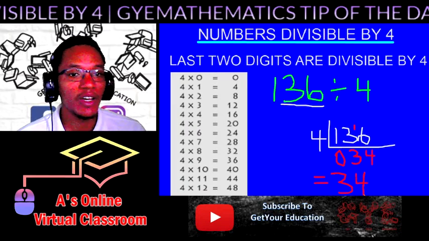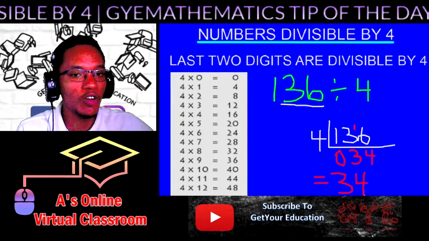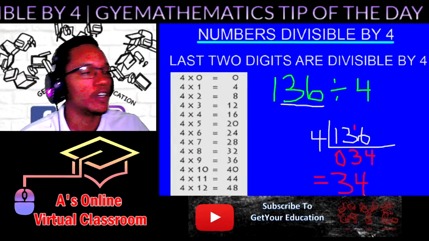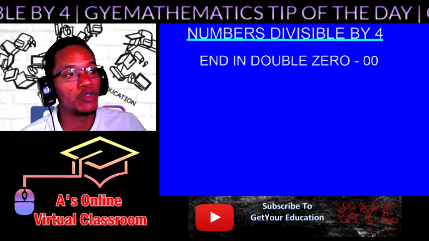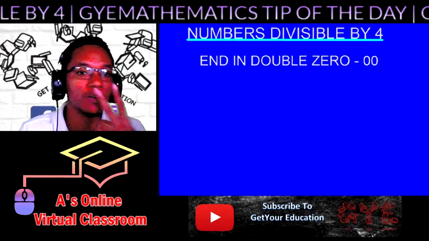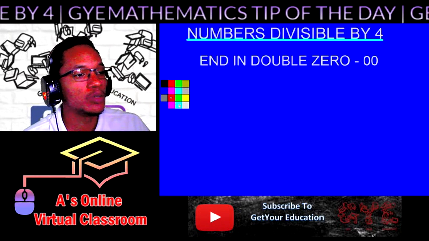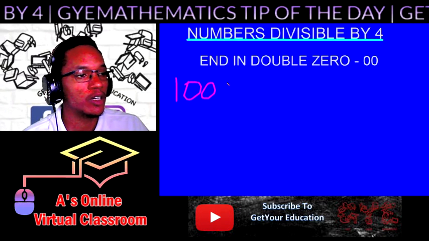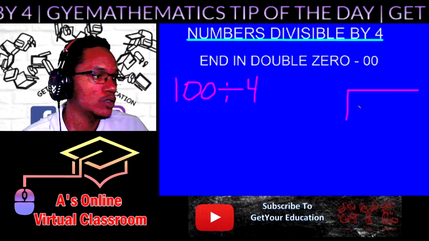So anytime you have a number that is kind of long, just look at the last two numbers at the end and you will know if it could be divided by 4. Another way we could tell if a number could be divided by 4 is if it ends in 00, 2 zeros. So the easiest example for this would be if we look at 100 divided by 4, and we're going to use the long division method for this one.